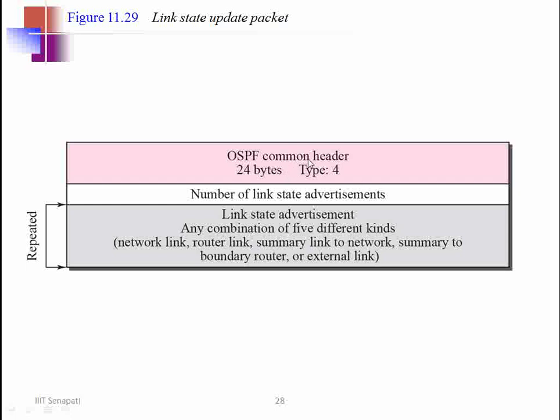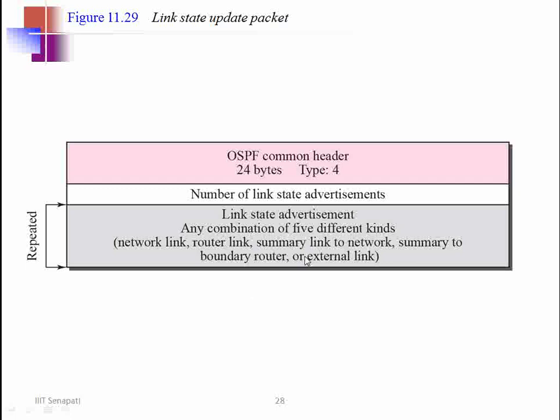The OSPF common header. We have already seen how the common header looks. Then the number of link state advertisements, which says how many advertisements there are. This is the link state advertisement. Multiple link state advertisements can be there, depending on the number you have mentioned here. You will see how this link state advertisement packet looks in the next slide.